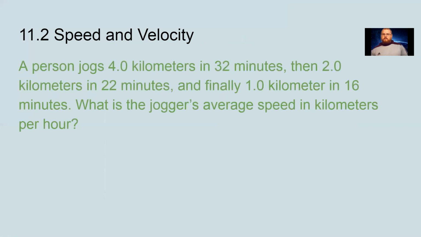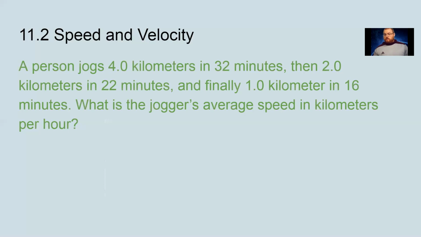All right, practice problem. A person jogs 4.0 kilometers in 32 minutes, then 2.0 kilometers in 22 minutes, and finally 1.0 kilometers in 16 minutes. What is the jogger's average speed in kilometers per hour? All right, so first thing is that we need the total distance traveled. So we end up with 4 plus 2 plus 1, which should equal 7 kilometers. So our jogger is covering 7 kilometers.